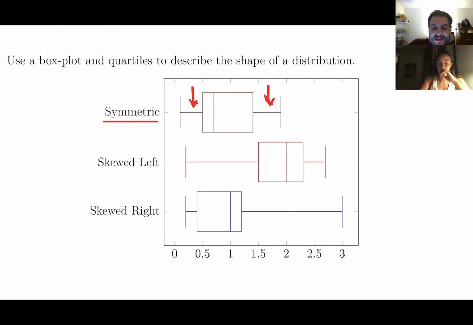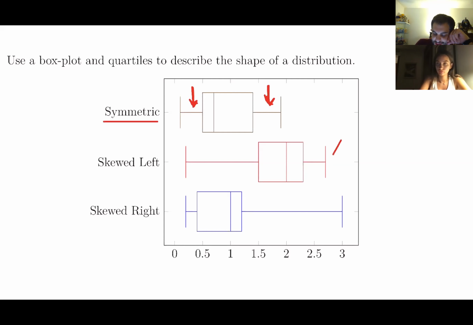So if you want, you can put it in the chat, or if you want, just vocalize your answer. Cool, yeah. So they're about the same. Whenever both of our whiskers are approximately the same, you say it's symmetric.